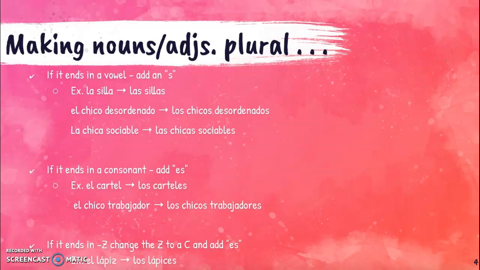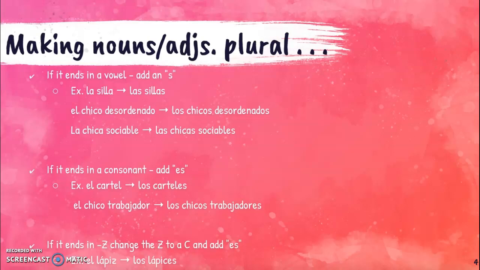Our next example has both a noun and an adjective from this chapter. El chico, the boy, and trabajador, meaning hardworking. So we're talking about the hardworking boy. Now we want to say the hardworking boys. We're going to start at the beginning of this example. El is our definite article in a singular masculine form. We want to change it to be in the plural masculine form. So el is going to change to los.